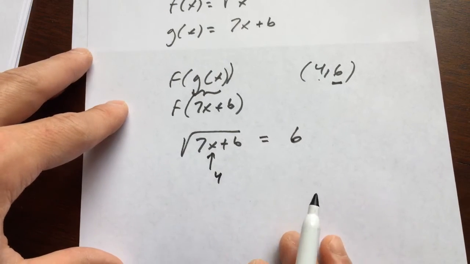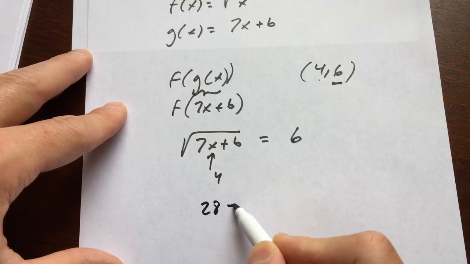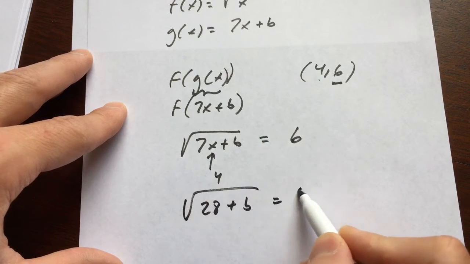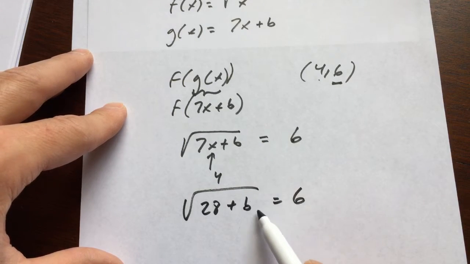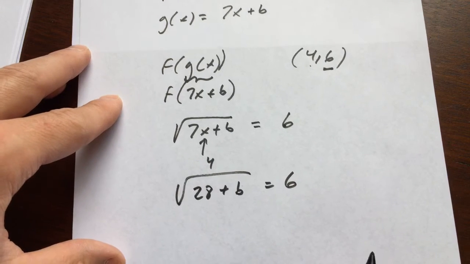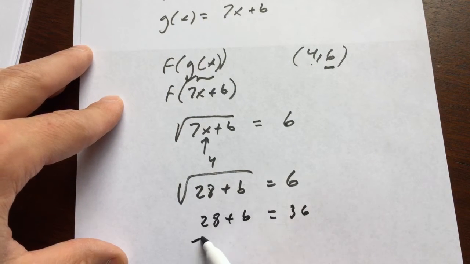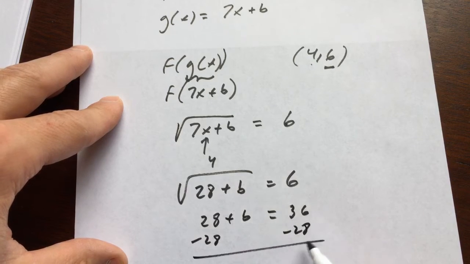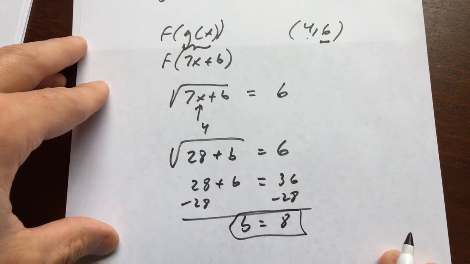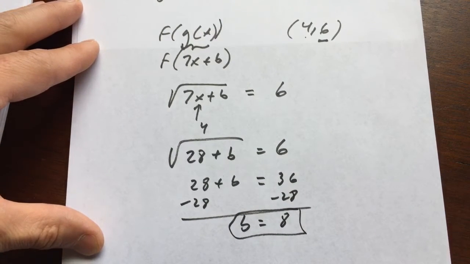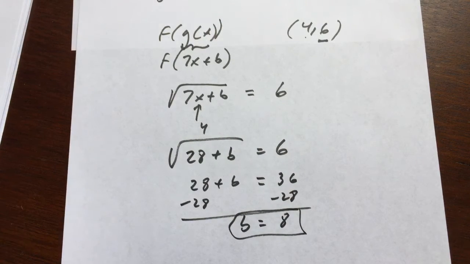So if we simplify this down, it looks like this is going to be 28 plus b equals 6. Unfortunately, my b kind of looks like a 6, but if you square both sides, you get 36, and that's 28 plus b. Then, of course, if you subtract 28 from both sides, b is equal to 8. So that should be the correct answer there. I hope that answers your question, Kalaki. That's a good question, though.